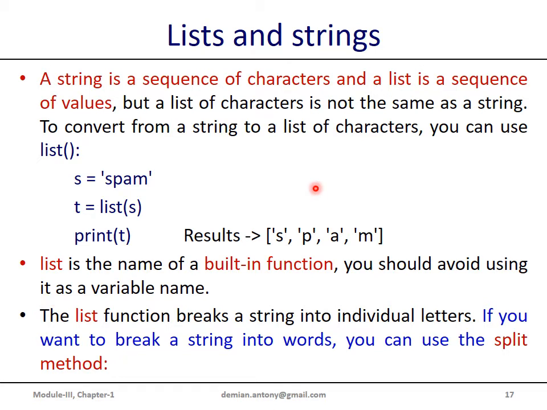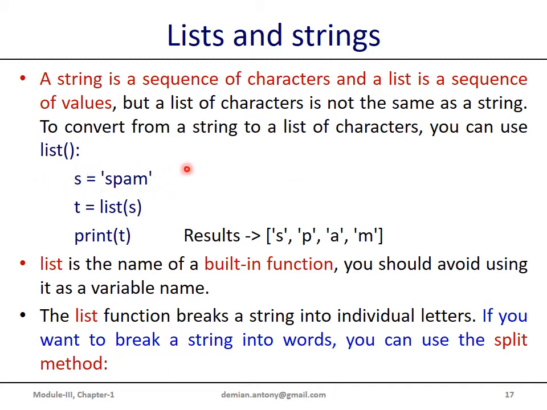Working with strings and lists. As you know, a string is a sequence of characters and a list is also a sequence of values. But a list of characters is not the same as a string. And if you want to convert a string to a list of characters, we have to use a built-in function called list. As I told you in the previous slides, the list function with no argument creates an empty list. And if you supply an argument to the list function, which is a string variable, it returns a list of characters that are present in the string.